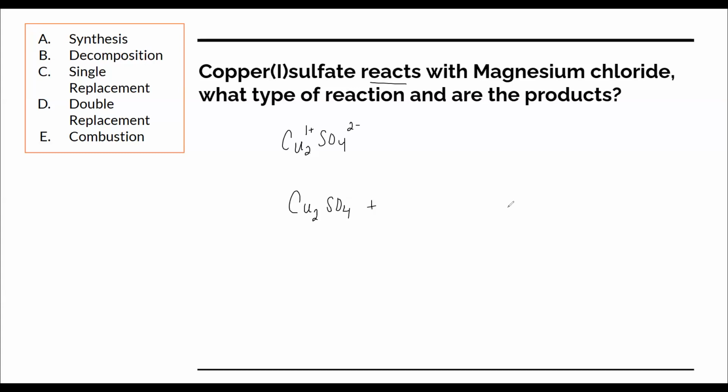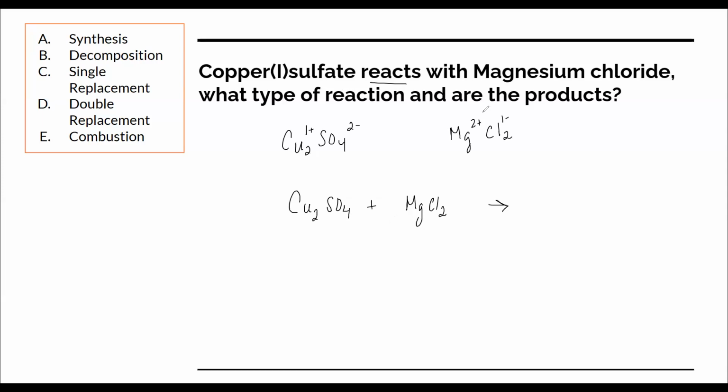That means these are reactants. They're going to be on the left side with magnesium chloride. Magnesium, 2+ charge, it's in group 2. Chlorine, 1- charge because it's a halogen in group 17. MgCl2. So these are our reactants.